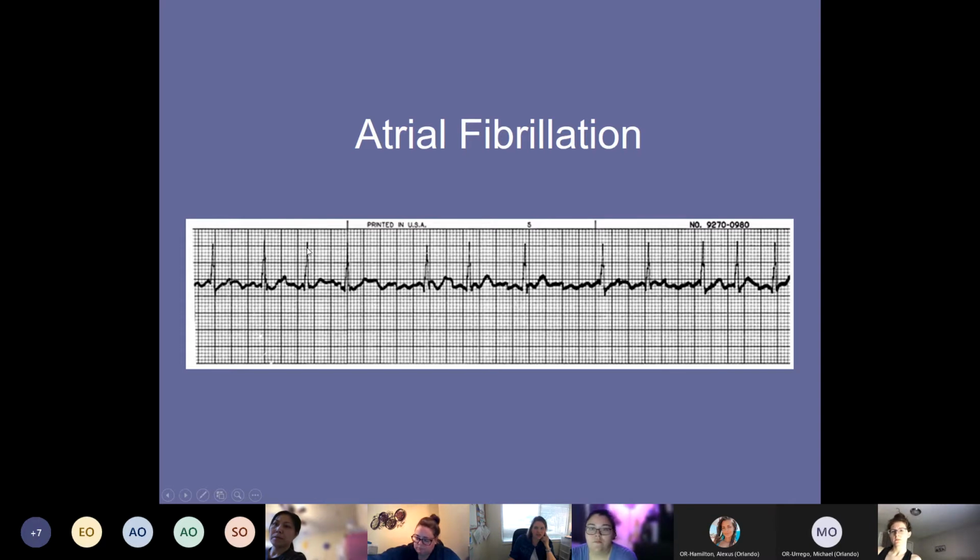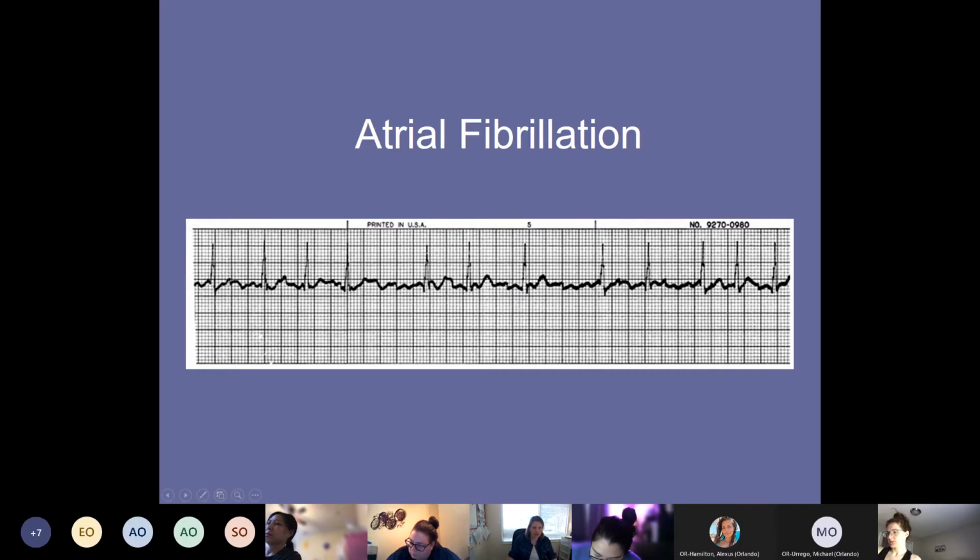The QRS is typically normal. There's no issue from the AV standpoint or in the ventricles. It's narrow, following that bundle of His and bundle branch pathway. If it's under 100, this is atrial fibrillation with a controlled ventricular response. If it's over 100, it's atrial fibrillation with a rapid ventricular response.